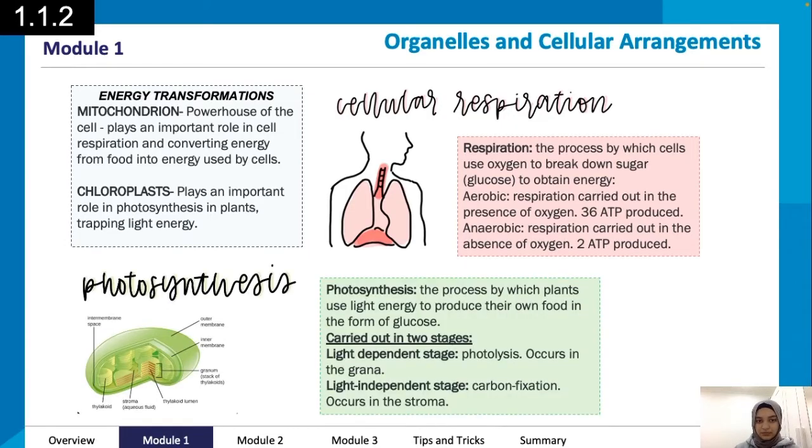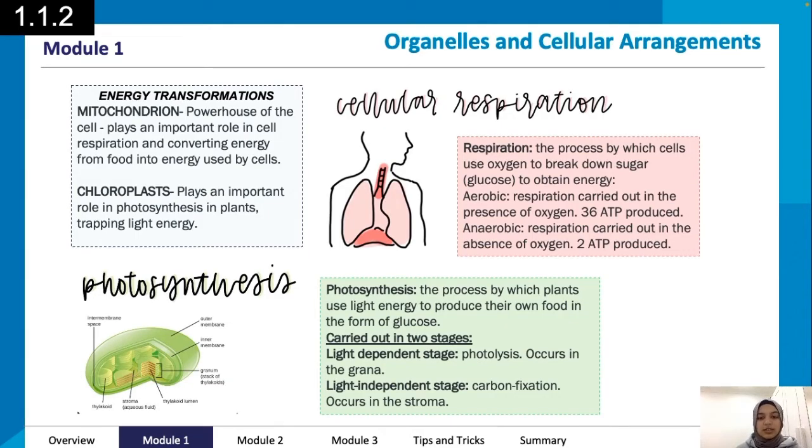Okay. Then we have photosynthesis, what we were talking about with chloroplasts, even in the previous slide. Photosynthesis is the process by which plants use light energy, like we talked about. They trap the light energy to produce their own food in the form of glucose. So light energy transforms to glucose, which is their form of energy. This is carried out in two specific stages, like we had with aerobic and anaerobic in cellular respiration. In photosynthesis, the two stages are the light dependent and the light independent stage.